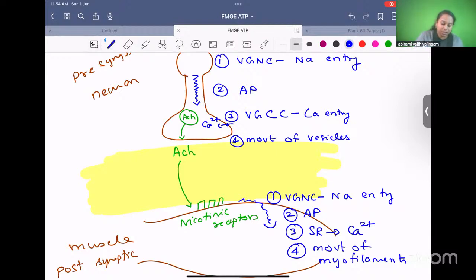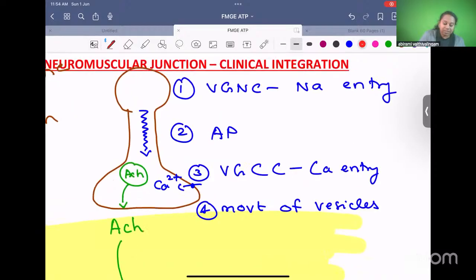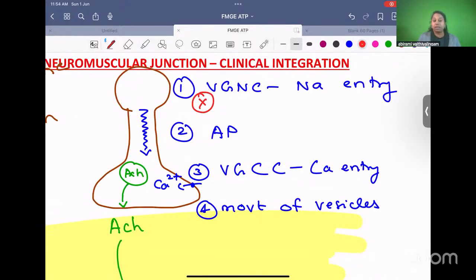Now, what is the clinical importance related to this? These voltage gated sodium channels have blockers. They are called tetrodotoxin.